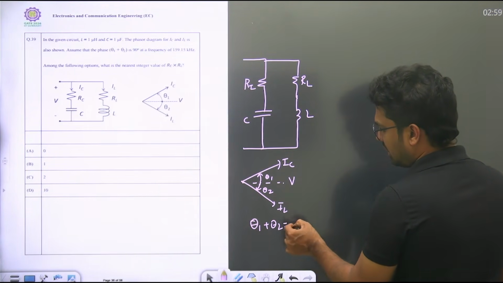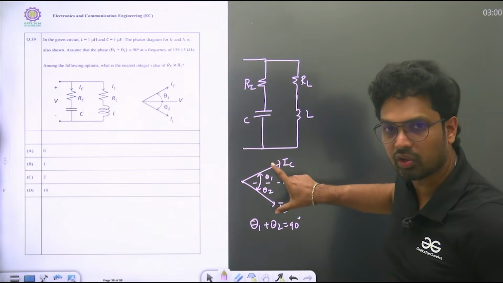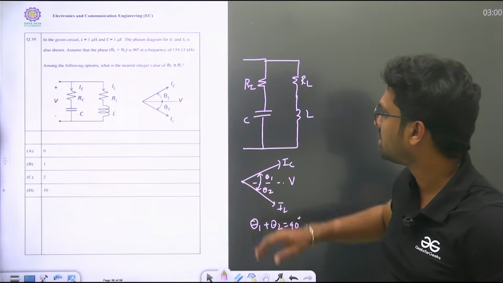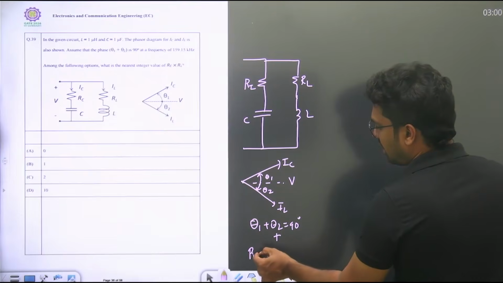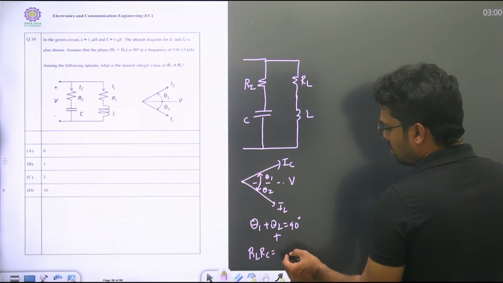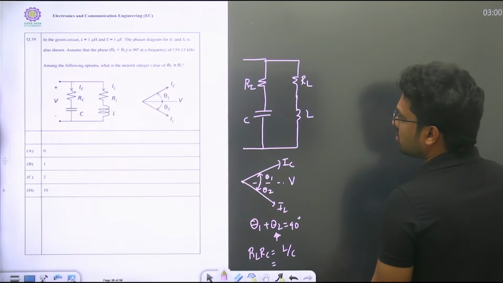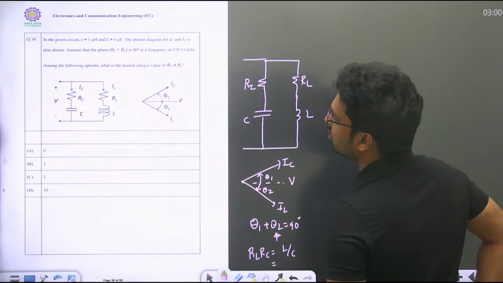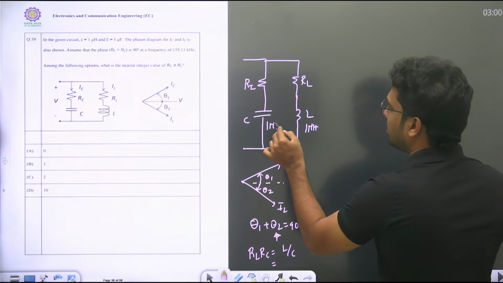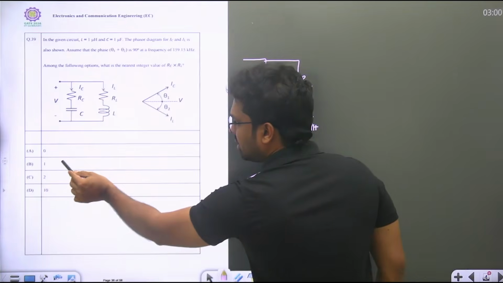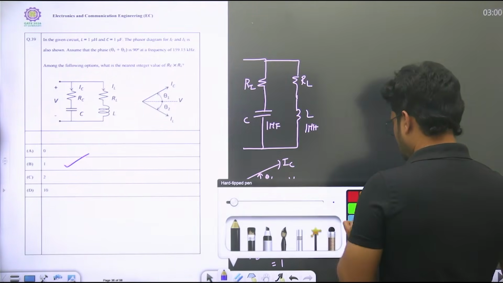He has given 90 degrees. We can call both signals to be in phase quadrature. The required condition for this is generally given by RL into RC must be equal to L by C. So L by C is how much here? L is 1 microhenry and C is 1 microfarad. L by C will be equal to 1. Directly I can say 1 is my answer, but I will derive it also.